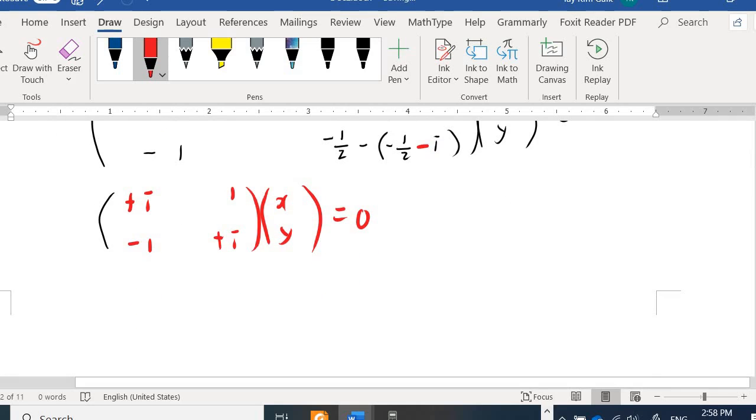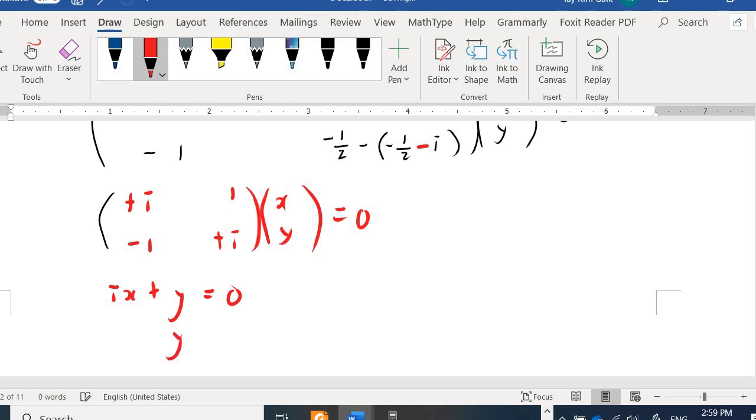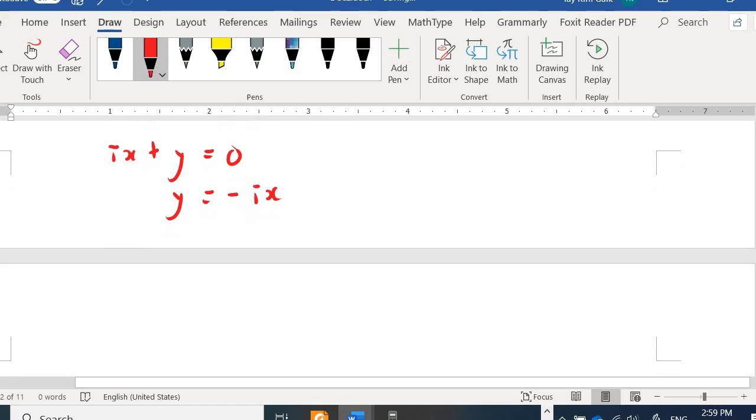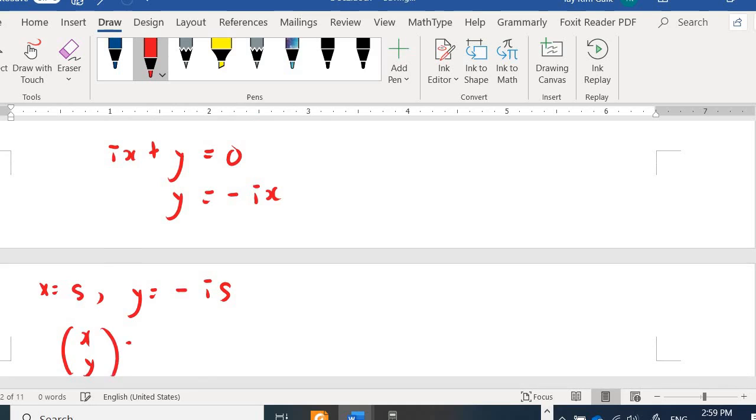Okay, and then if you're confused to reduce using row operation, just take any row only. For example, let's say we take row 1. So we have ix plus y equal to 0, i multiply x plus 1 times y equal to 0. So y equal to negative ix. You let x equal to s, so y equal to negative is. So your x, y, factor out the s: x is 1, y is negative i.